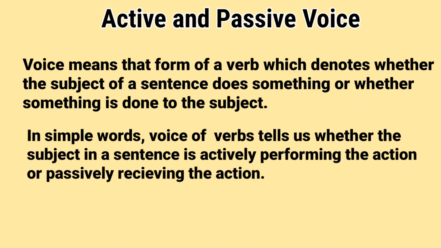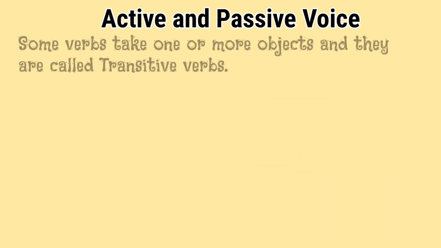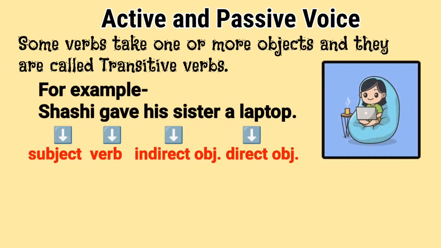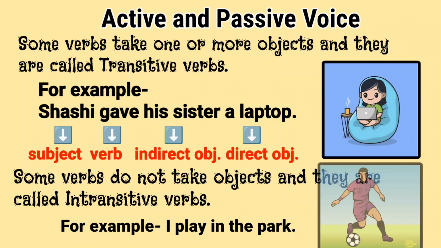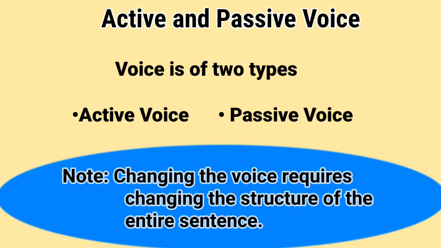In simple words, voice of verbs tells us whether the subject in the sentence is actively performing the action or passively receiving the action. Some verbs take one or more objects and they are called transitive verbs. Some verbs do not take objects and they are called intransitive verbs. Remember, we can change the voice of transitive verbs only. Voice is of two types, active voice and passive voice. Changing the voice requires changing the structure of the entire sentence.